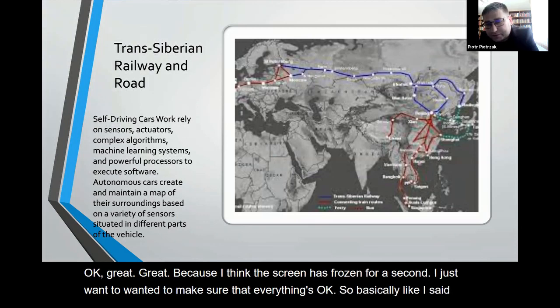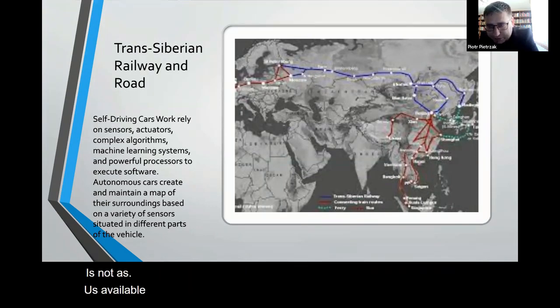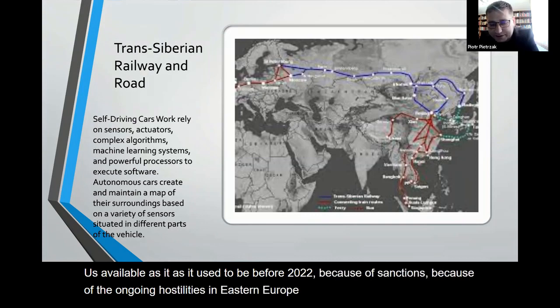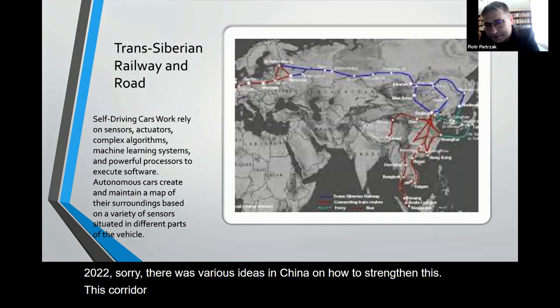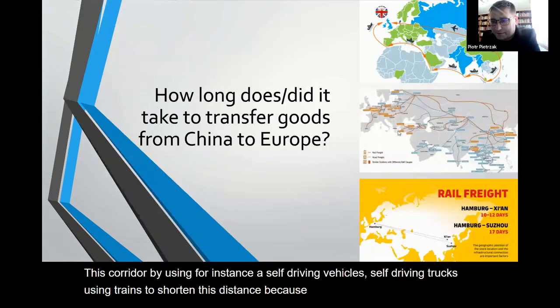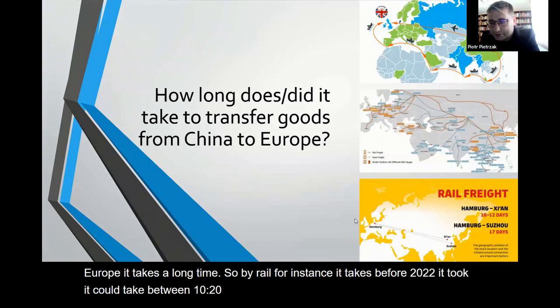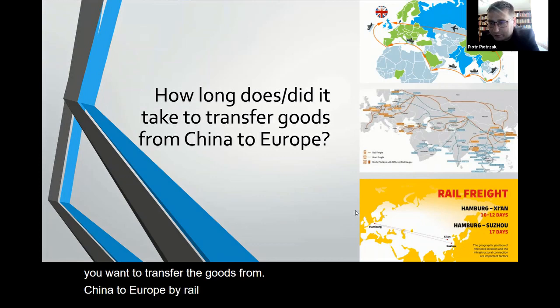Like I said before, for instance, the Trans-Siberian Railway and roads are not as available as they used to be before 2022, because of sanctions and the ongoing hostilities in Eastern Europe. Before 2022, there were various ideas in China on how to strengthen this corridor by using self-driving vehicles, self-driving trucks, and trains to shorten the distance, because exporting goods to Europe takes a long time. By rail, before 2022, it could take between 10 and 20 days, depending on where you are. If you want to transfer goods from China to Europe by rail or by road, that would take you a while.